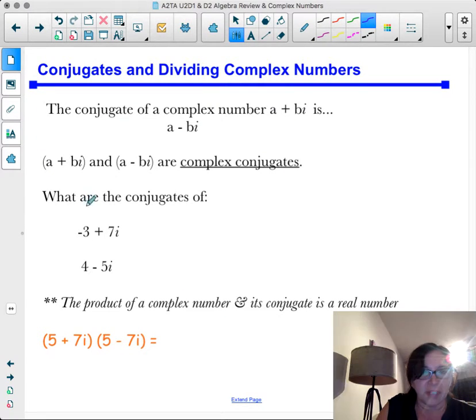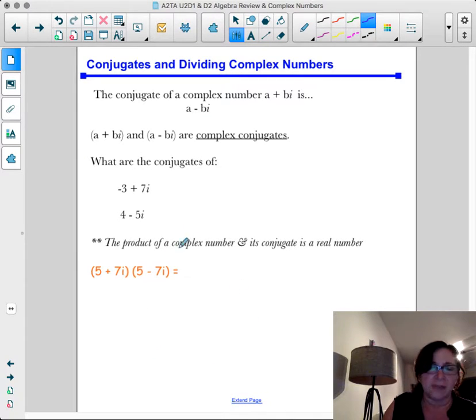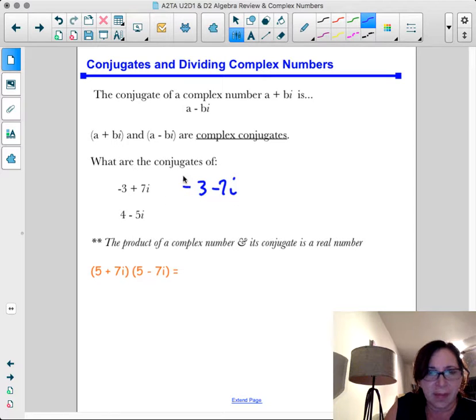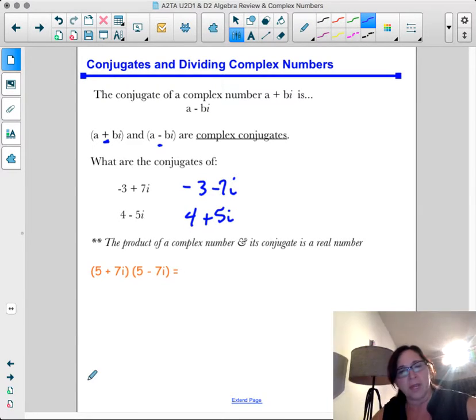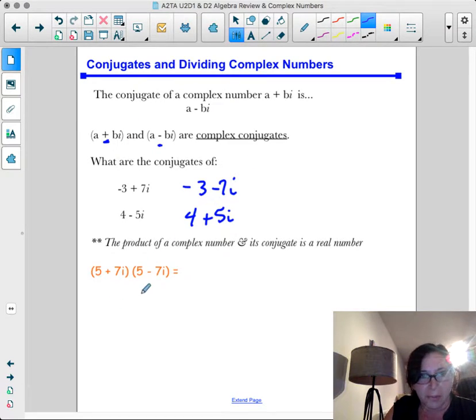Let's see, complex conjugate. We talk about conjugates being the opposite value on the inside. So for example, if you have negative 3 plus 7i, the conjugate to this value would be negative 3 minus 7i. Leave the negative out front. We're only changing the value inside, not the value outside. This one right here would be 4 plus 5i. The reason why we do this is so that we can multiply and lose the middle term, or lose all the imaginary numbers if this was, let's say, on the denominator.